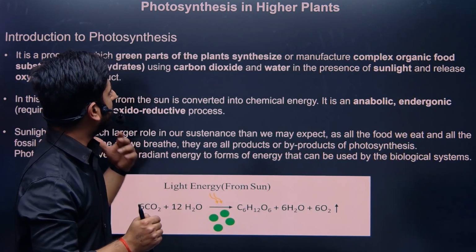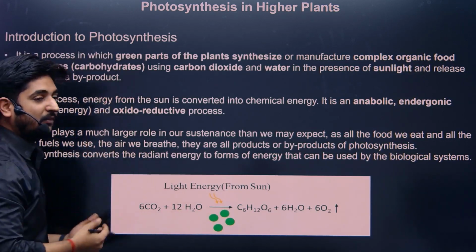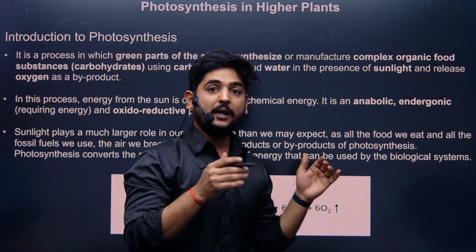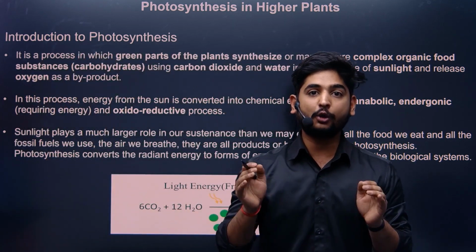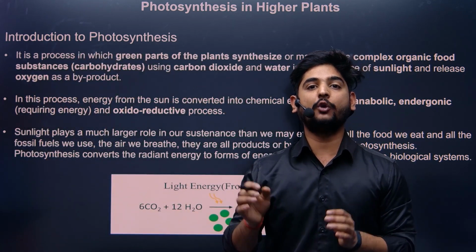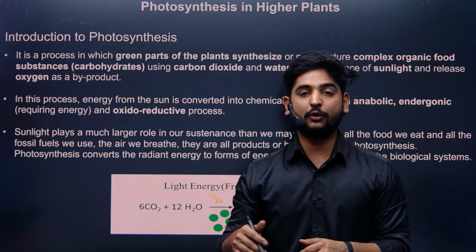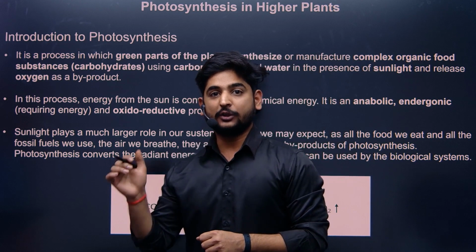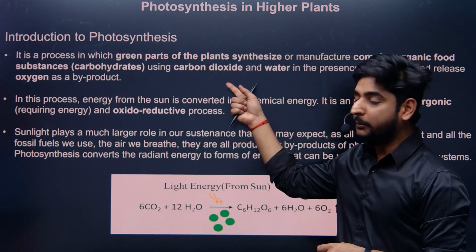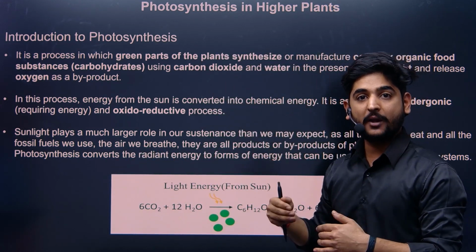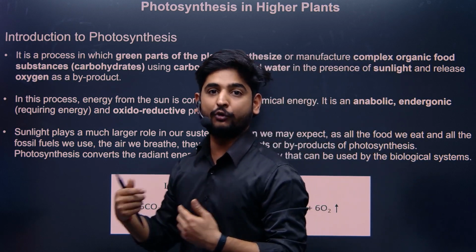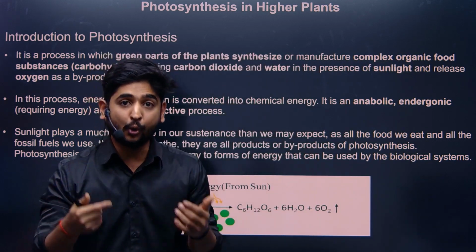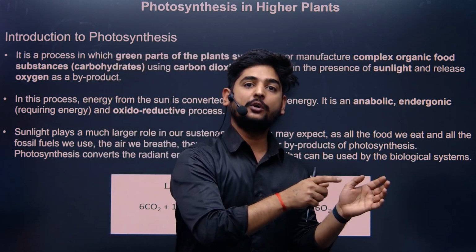So let's move on. They are saying that it is a process in which green parts of the plant, meaning wherever chlorophyll is present, that part of the plant would appear green. It could be the leaf, it could be the stem, and in some extreme cases it could be the root. So they are saying that green parts of the plant synthesize or manufacture complex organic food substances, which is generally glucose stored in the form of starch.